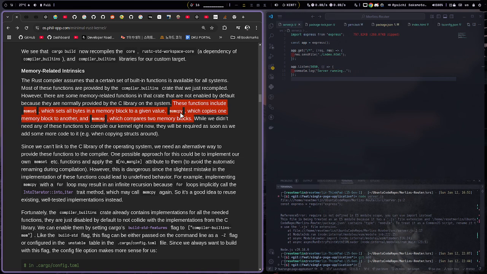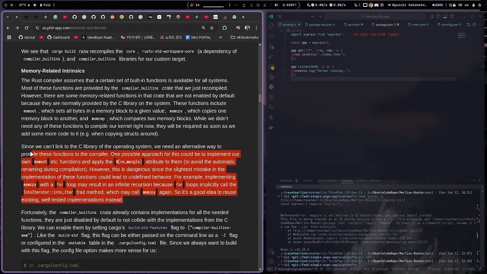memset and memcpy are typically provided by the C library. Here it's saying a bunch of things, but the core summary is that memset and memcpy are typically provided by the C library, but we are using Rust, right? We are not going to rely on the C library, so we have to make our own memory functions. We have to implement them ourselves, so we have to be really careful about it.